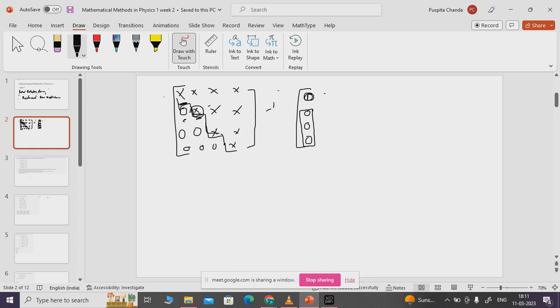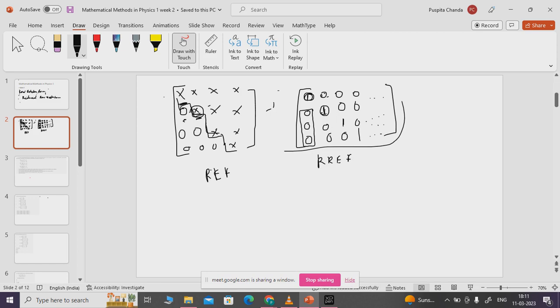Similarly, for second column, only the second row has to be non-zero, and that has to be 1, and all other entries have to be 0. For third column, only the third row will be non-zero and it has to be 1, and all other entries will be 0. So it will be a form like this, 1 and so on. So this is row echelon form, and this is reduced row echelon form.